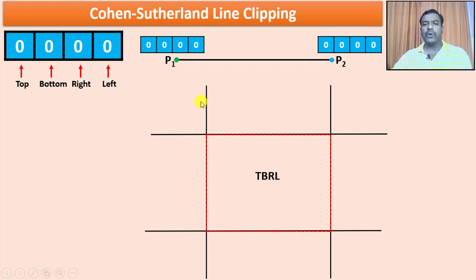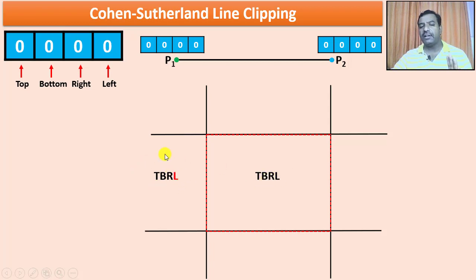Hence, we are going to call this region code with the 4 bits as TBRL. So what is TBRL? It is top, bottom, right, left. Right now we are in the main region, the clipping region. Hence, we cannot call this top, not bottom, not right, not left either. It is center. Hence, I am not going to activate any side over here.